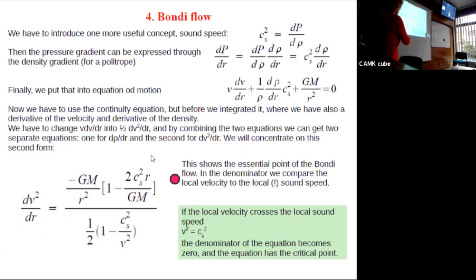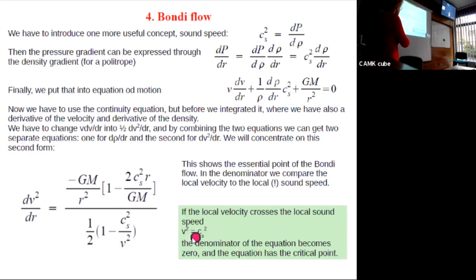dv square over dr is equal to something here and something here. The something here is 1 minus sound speed square divided by velocity square. So at infinity, velocity is very small, so this factor is very large and this factor is small. But when the velocity of the matter rises, at some point it will look like free fall in most cases, unless the star is huge and then you never reach free fall velocity, but that rarely happens.